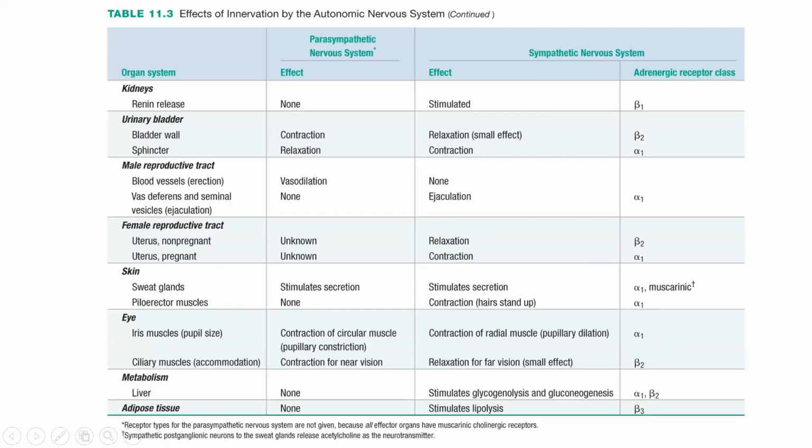Okay. Any questions on that? So that brings us to the end of the autonomic nervous system. And if there aren't any questions, we're going to practice one clicker question here, and then we'll pick it up the next time we meet.